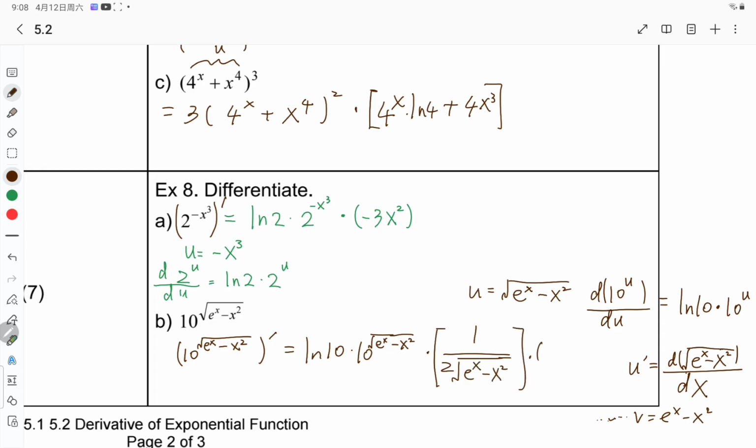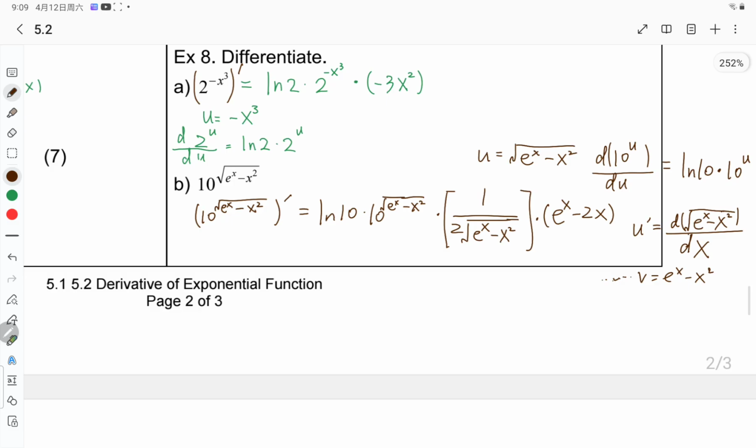Okay, and then times the inside of the square root. Okay, and again inside the square root, e to the x derivative is still e to the x, and then x squared derivative is 2x. Okay, yeah, all right. Although directly writing it down seems easy, if your thought process is incorrect, it's super easy to make a mistake.